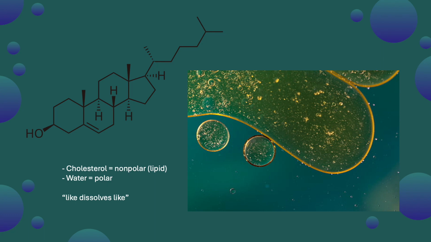Okay, now let's look at the structure of cholesterol. So you'll notice here on the left, cholesterol has three 6-carbon rings, it has a 5-carbon ring, and then a few side chains. Now, that's important because this makes cholesterol a lipid. It's a fat, and that means chemically it is non-polar.